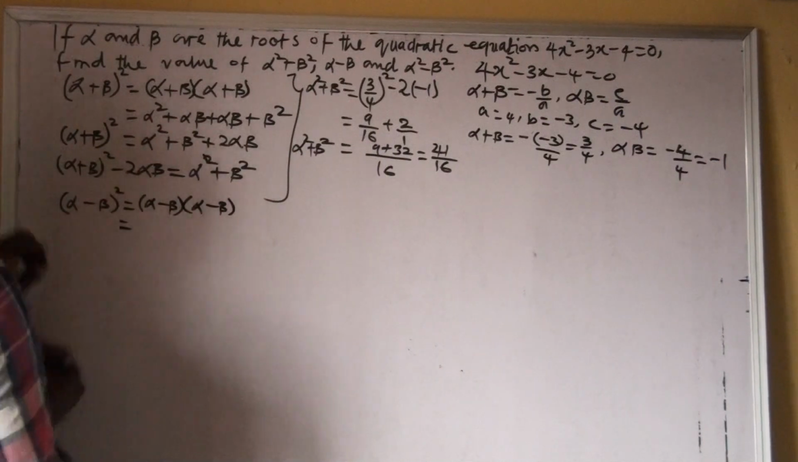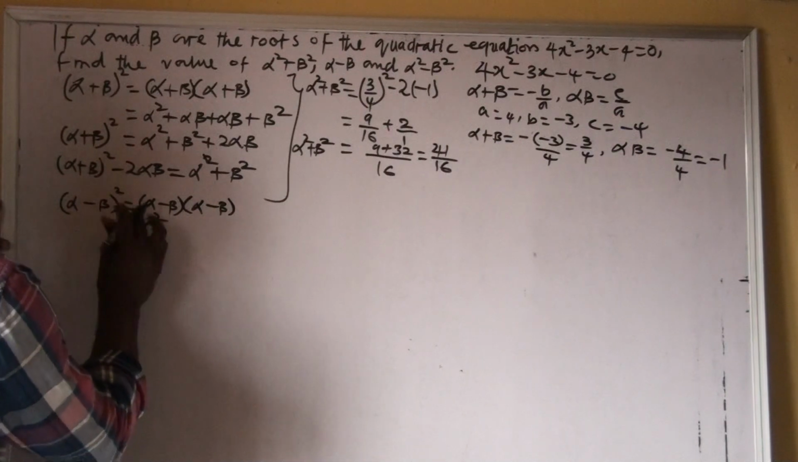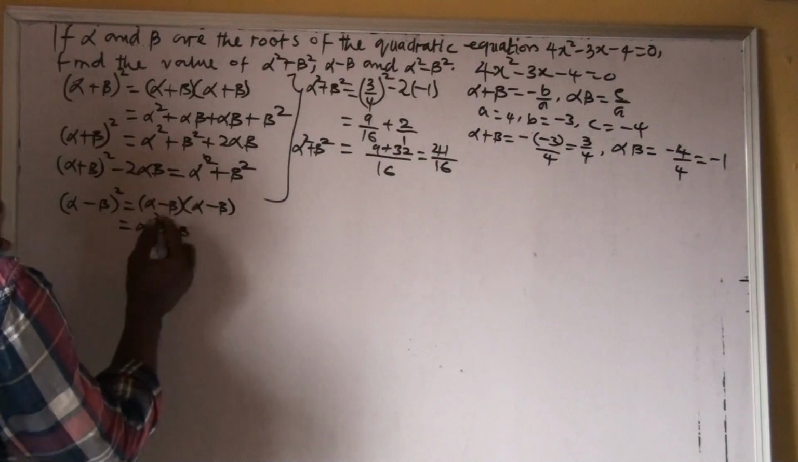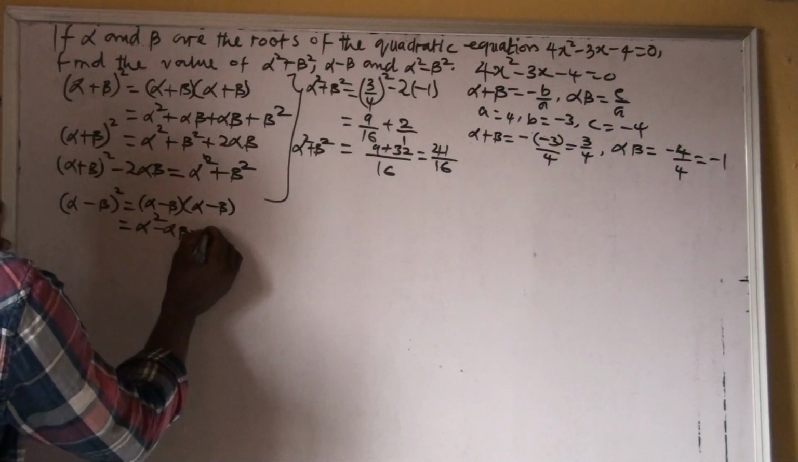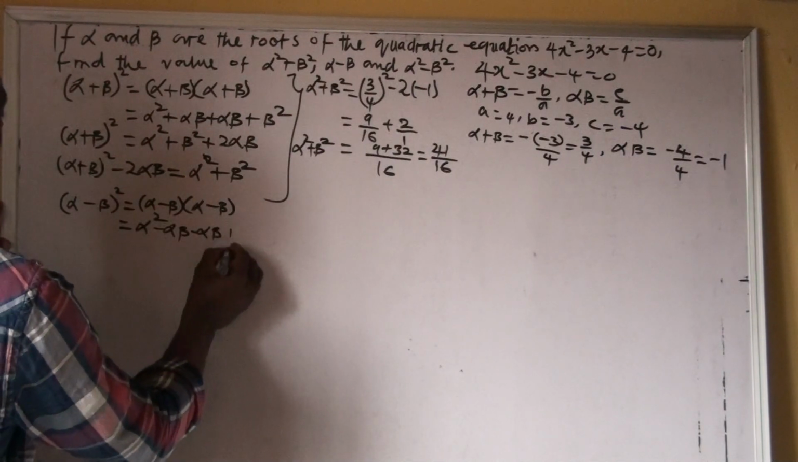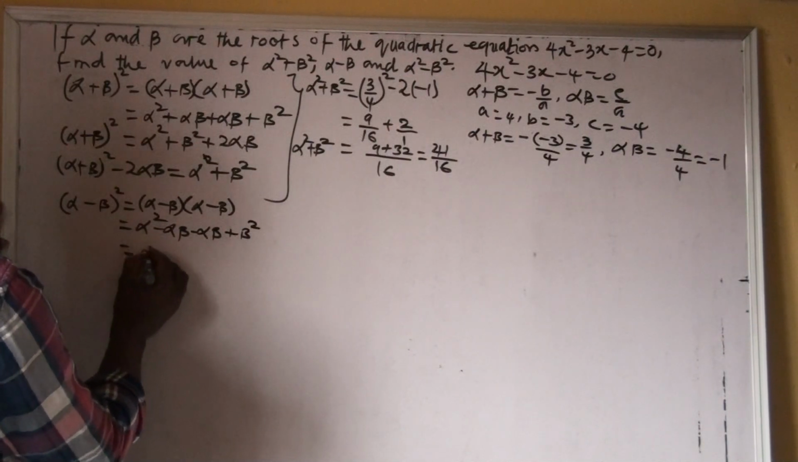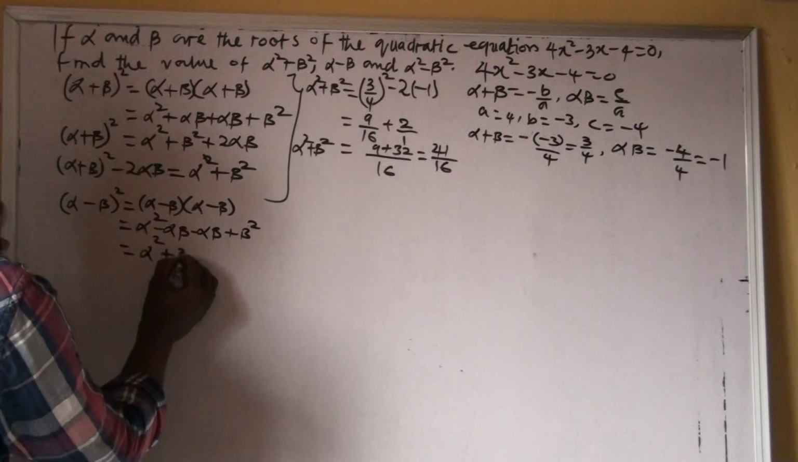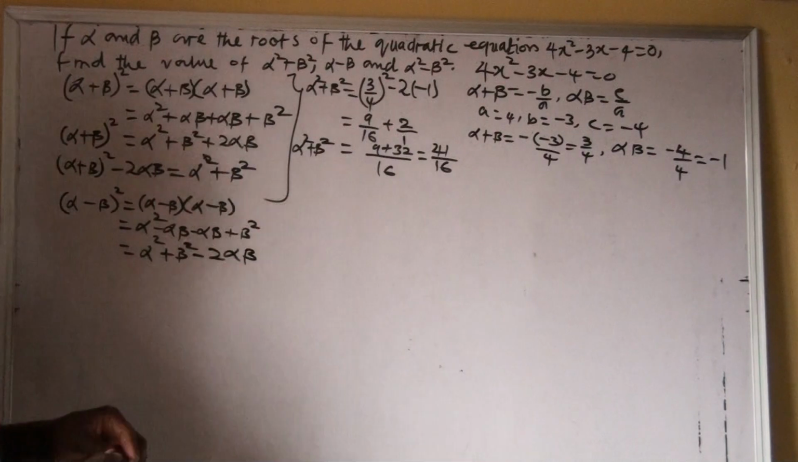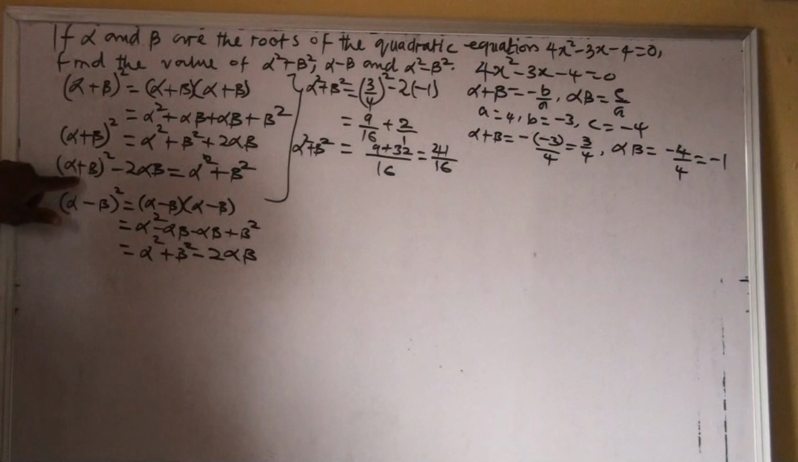So we do the expansion here. Alpha times alpha gives us alpha square, alpha times minus beta is minus alpha beta, minus beta times alpha will also give us minus alpha beta, and minus beta times minus beta gives us plus beta square. Here we are seeing alpha square plus beta square minus 2 alpha beta. Recall that alpha square plus beta square is already obtained here.